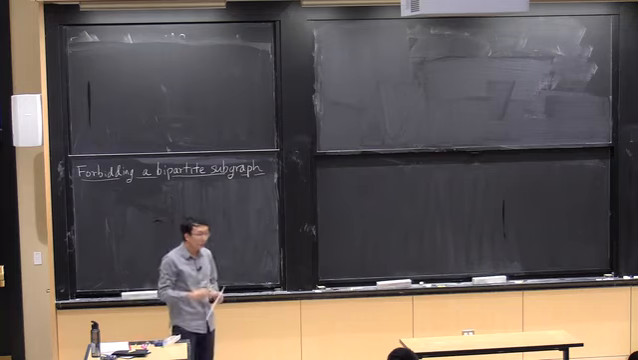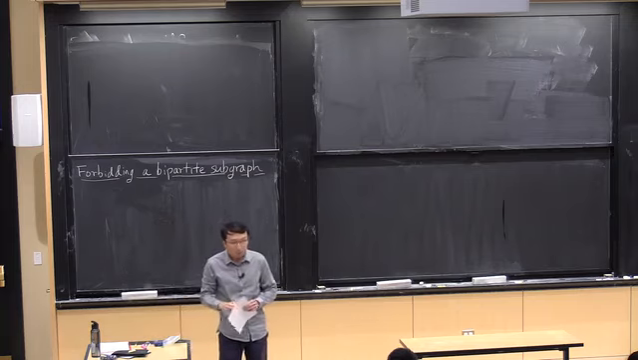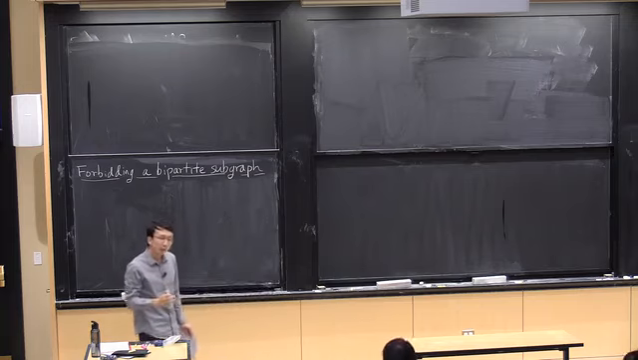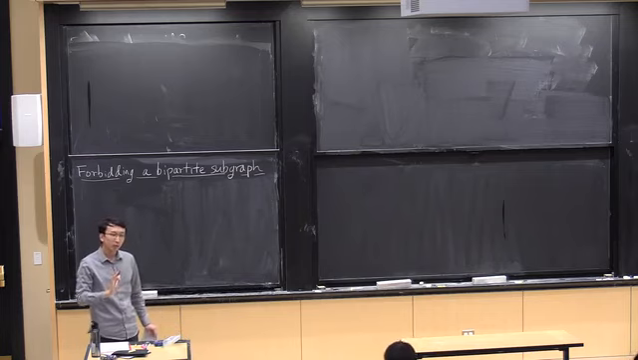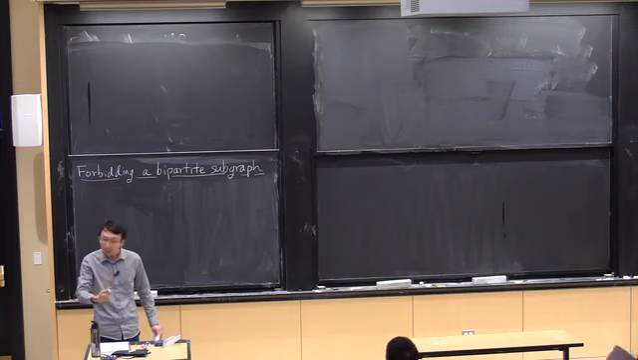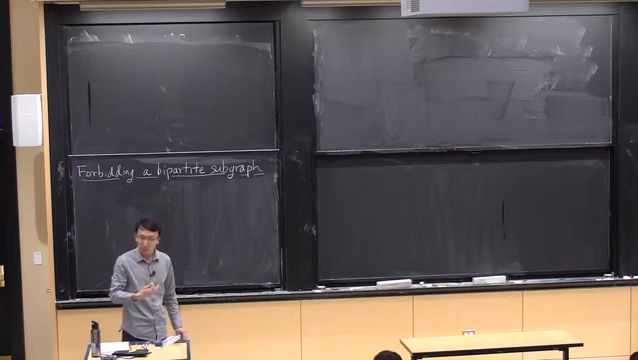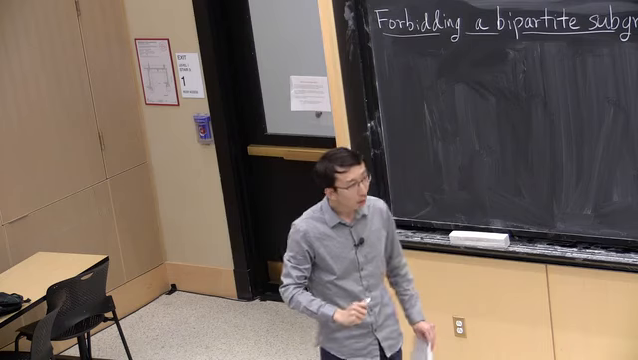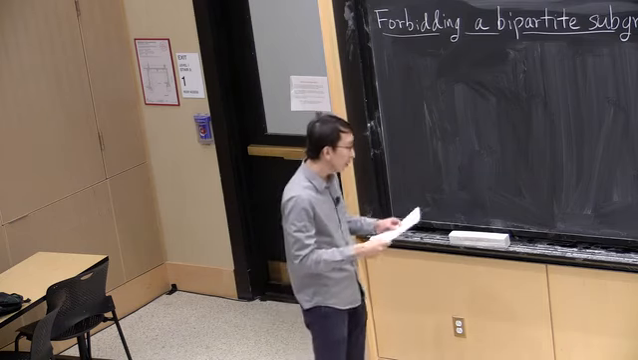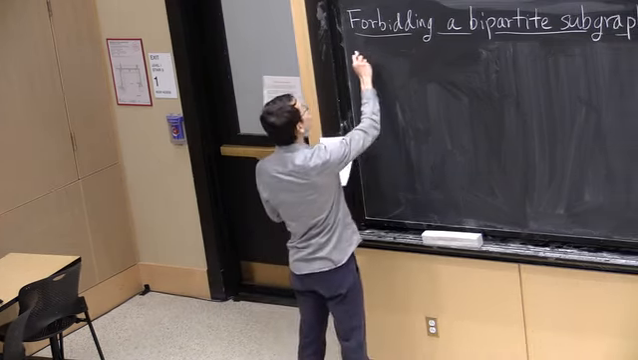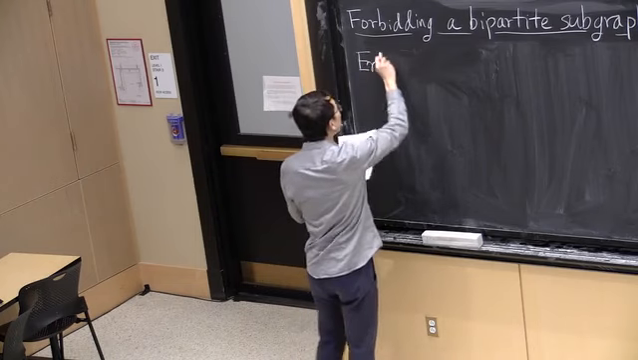We are going to continue our discussion of extremal graph theory. Last time we discussed what happens when we exclude a triangle, or more generally a clique, and we wish to find a graph that maximizes the number of edges. And at the end of the lecture, I stated the theorem of Erdős, Stone, and Simonovits.